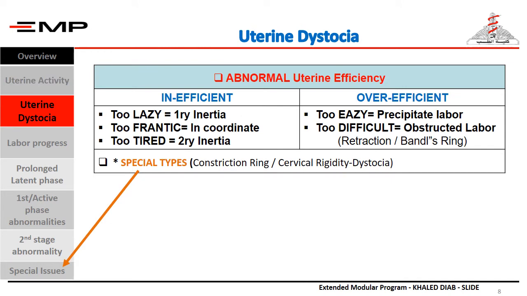As shown in the following table, uterine dystocia may result from either an inefficient or an over-efficient uterine activity. For inefficient uterine activity, the uterus may be too lazy, primary inertia, too frantic, incoordinate uterine action, or too tired, secondary inertia. For over-efficient uterine activity, the labor may be too easy, precipitate labor, or too difficult, obstructed labor. Furthermore, there are special forms that will be discussed at the end of the lecture.